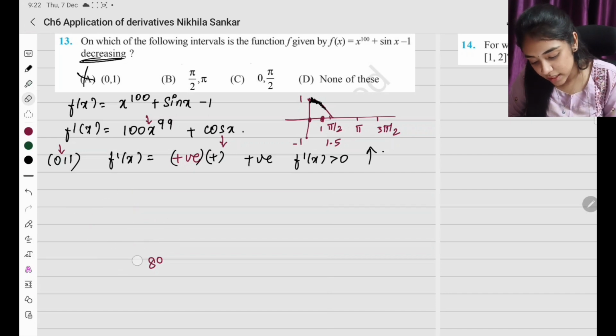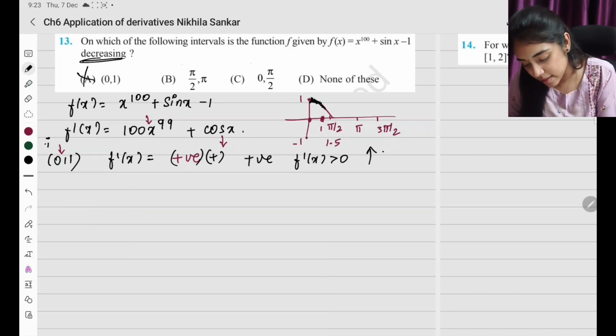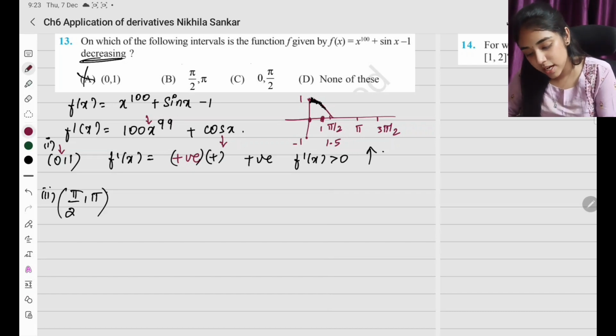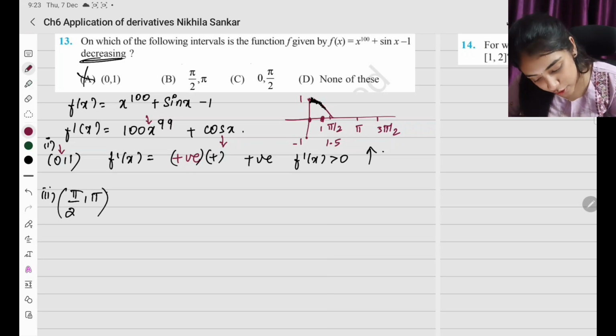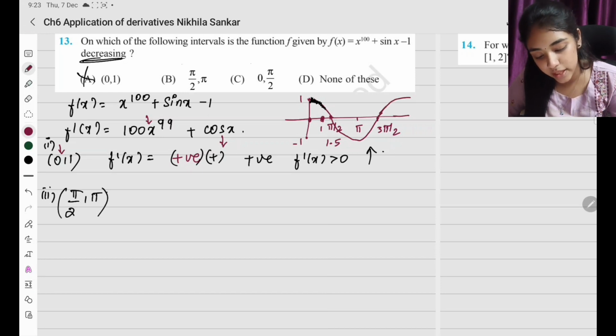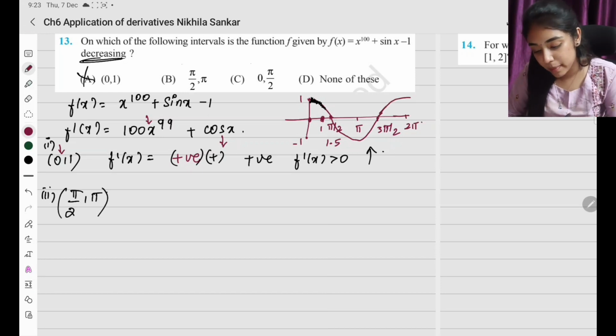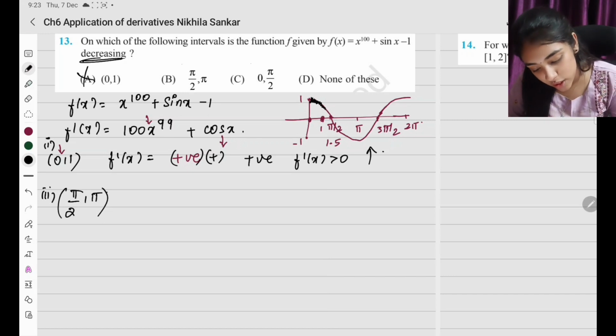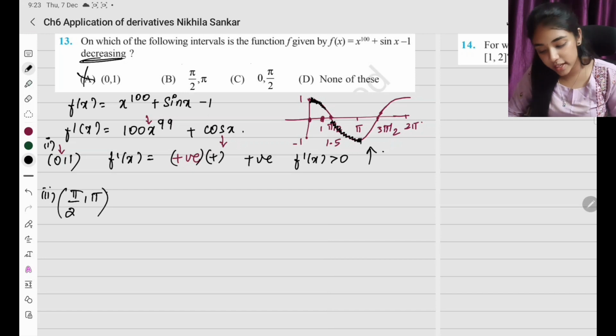Okay, this is my first subsection. Now the second subsection, pi by 2 to pi. In this interval, how does my cos function look? Let me draw the cos function. At pi by 2 it is 0, at pi it is minus 1, 3 pi by 2 is going to be 0, and then again at 2 pi it becomes 1 again. From pi by 2 to pi, it is going to be all negative values.